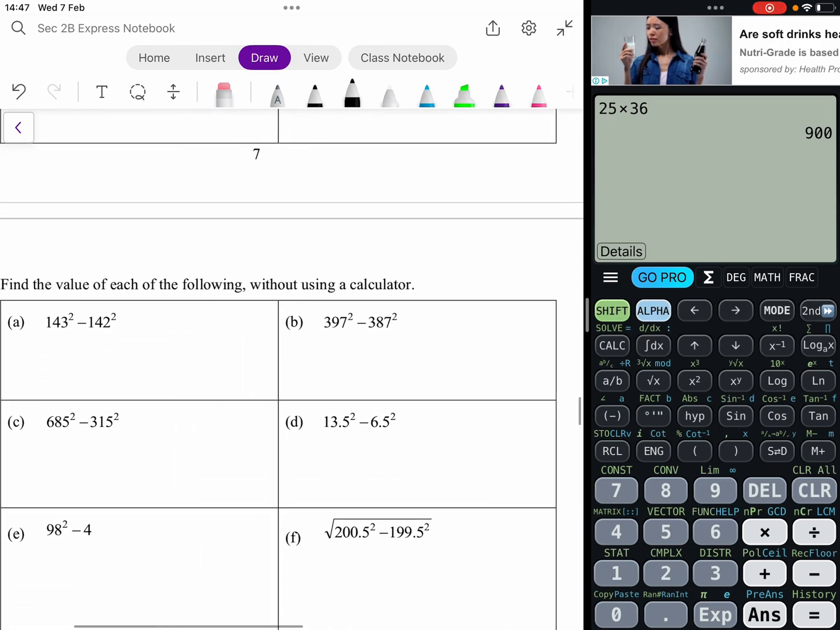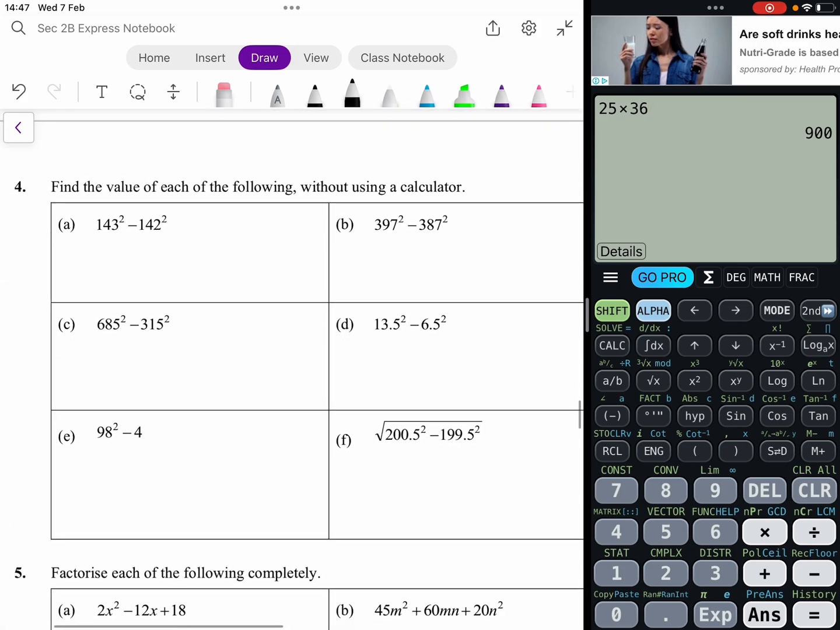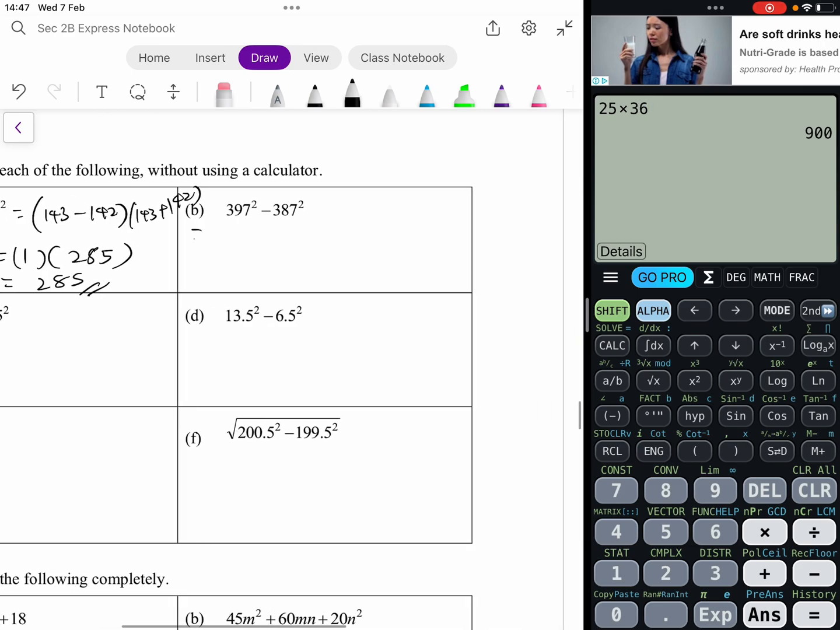Okay, so how do we use it to find the value of the following without using a calculator? Again, perfect square minus perfect square, so we have (143 minus 142)(143 plus 142), so we will get 1 times 285. Okay, next one, same thing, concept is the same.